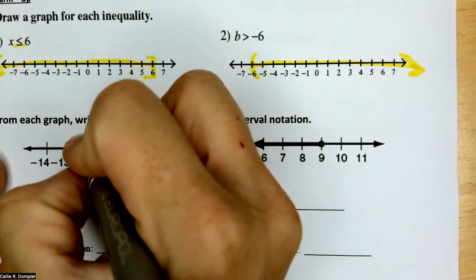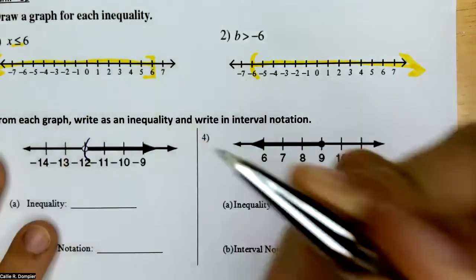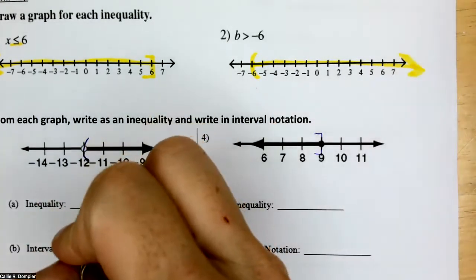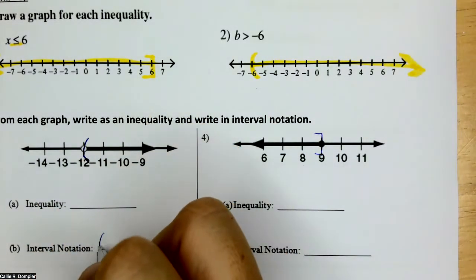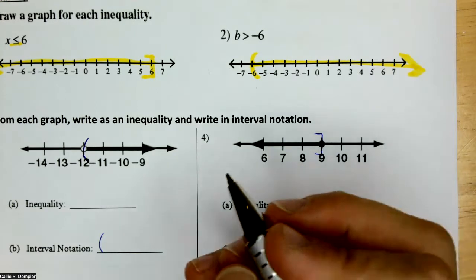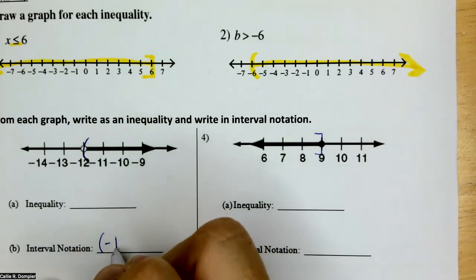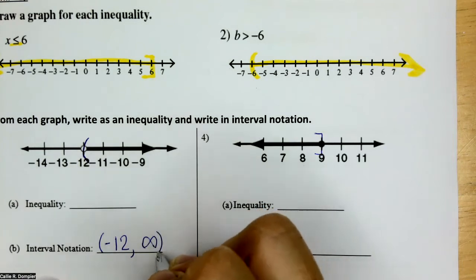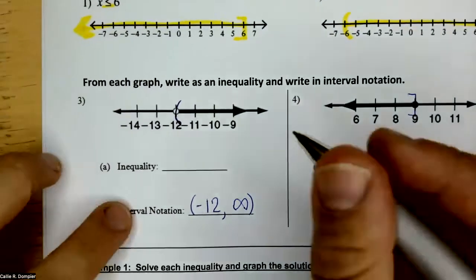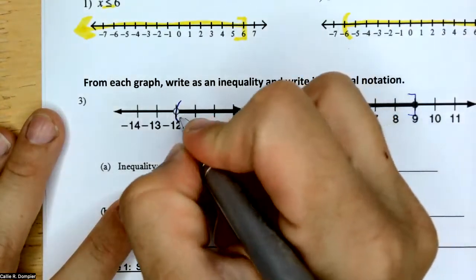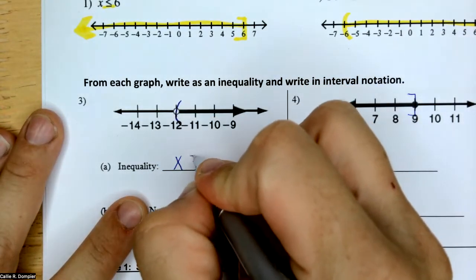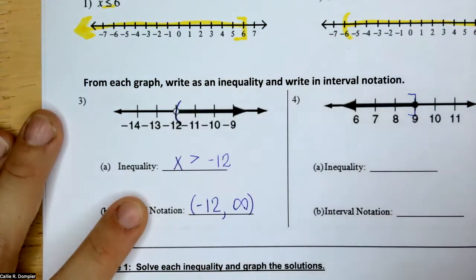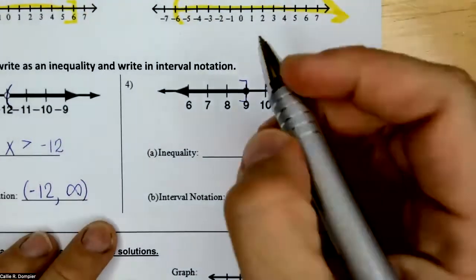Write an inequality and write the answer in interval notation. Remember that an open circle is the same as the parentheses. Closed circle is the same as a bracket. So the interval notation for this is that we start with an open parenthesis symbol. That open parenthesis started at -12 and it goes on forever. So we write that as infinity. Okay, that means that x is greater than -12. It's not equal to -12 because that's an open circle or parentheses.